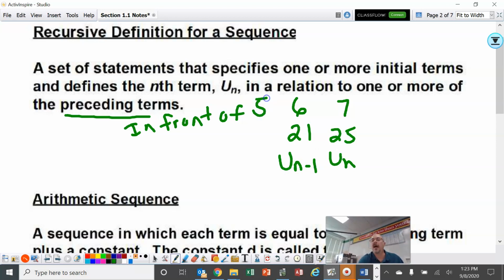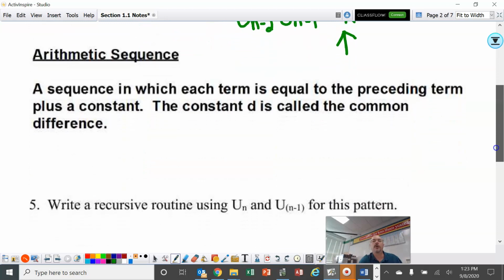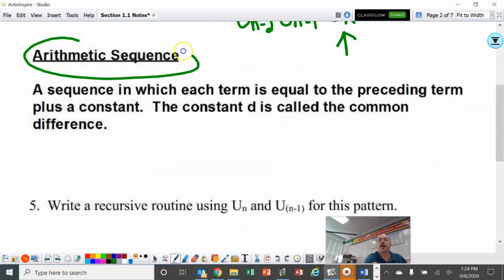If I did 5, the 5th number in the sequence is 17. That would be defined as u sub n minus 2 because that's two numbers in front of that one. So that's all that means. The u sub n minus 1 means the number in front of whatever number we're talking about. And the u sub n minus 2 is talking about the second number in front of whatever number we're talking about.